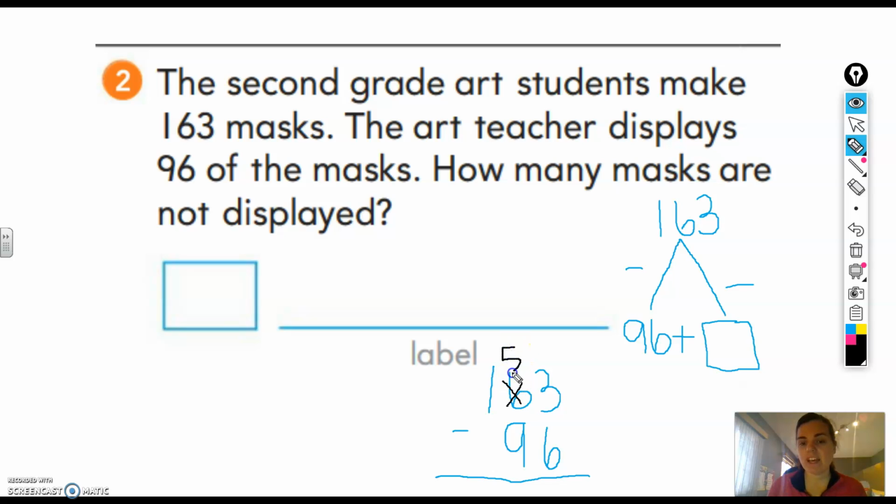That 6 becomes a 5, and I put that 10 that I ungrouped here to make this a 13. Okay, now I can subtract 13 minus 6. 6, 7, 8, 9, 10, 11, 12, 13. And I get 7.